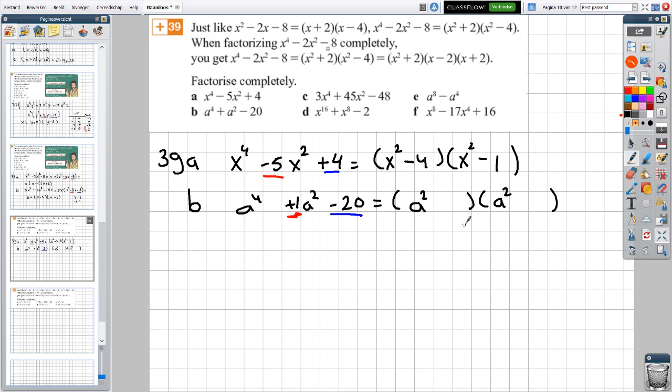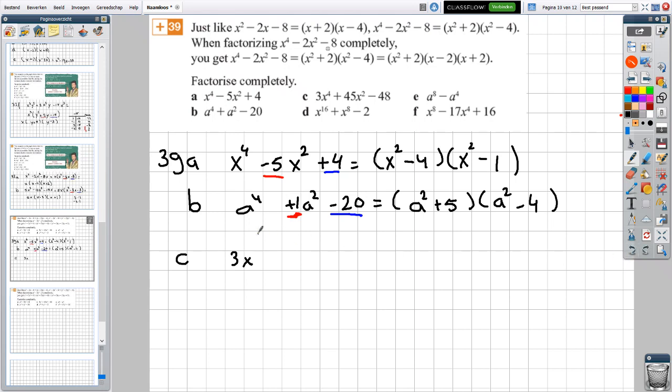Which numbers should I use? Well, try this, make a table. I think we're going to use plus 5 and minus 4. Plus 5 times minus 4 is minus 20. 5 minus 4 is 1. Okay? I'm going to show you C, and afterwards I'm going to show you D, I think, or maybe let's first do C.